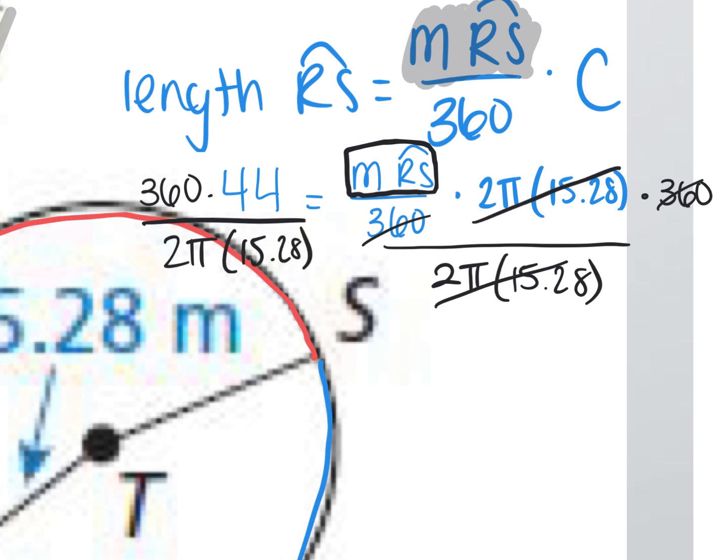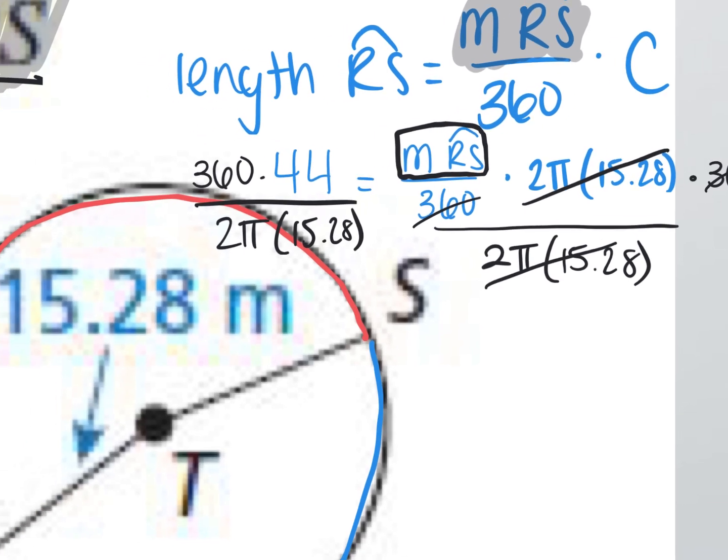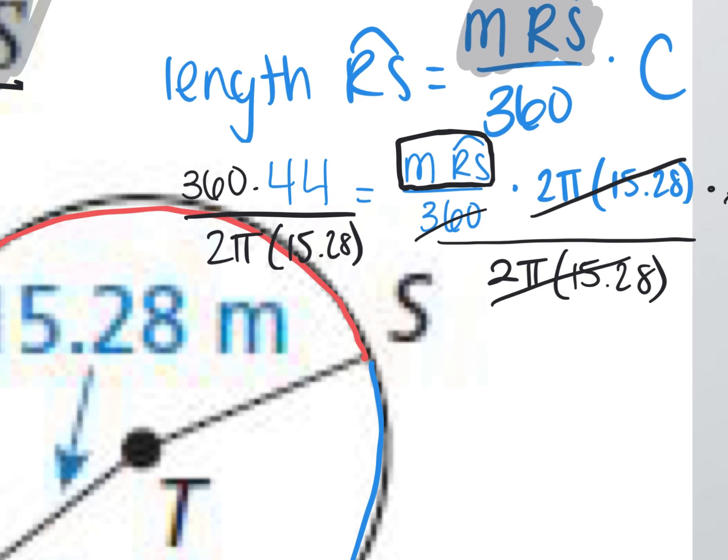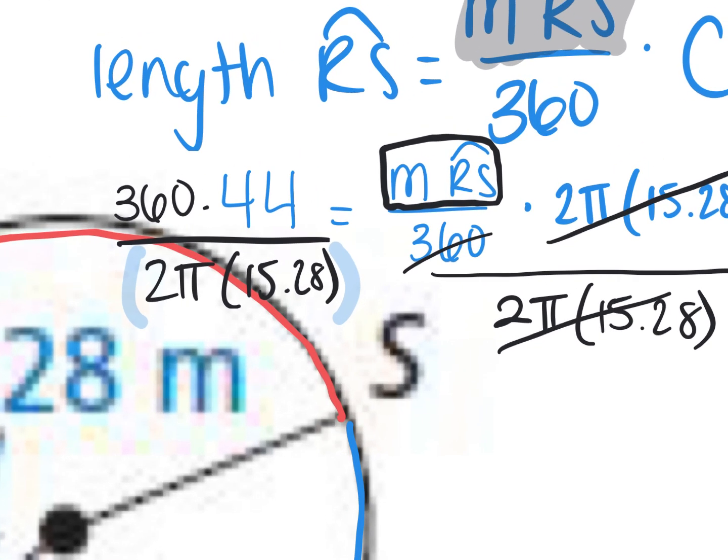Now, guys, I want you to plug it into your calculator, but I want you to make sure that your denominator, what did we say in the calculator it needs to have around it? Parentheses. So you're going to do 360 times 44 divided by, open up your parentheses, put 2 pi times 15.28, close your parentheses. Dylan, what's up? You got it? What'd you get?